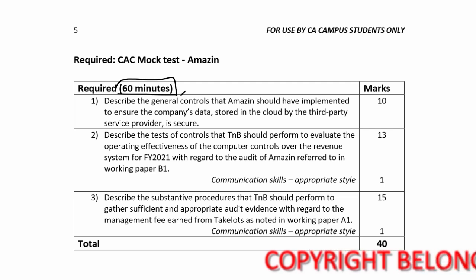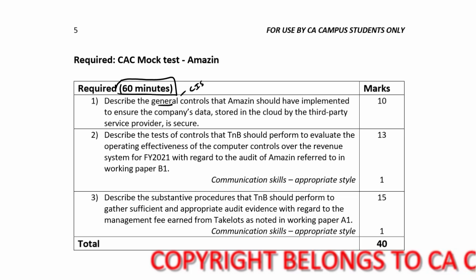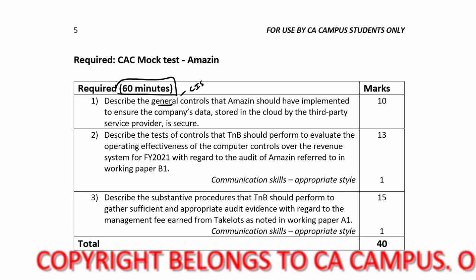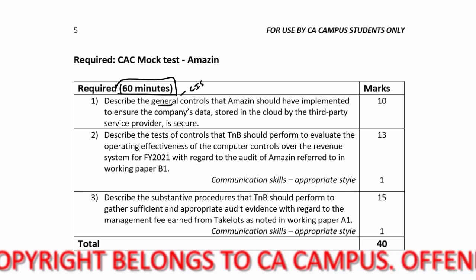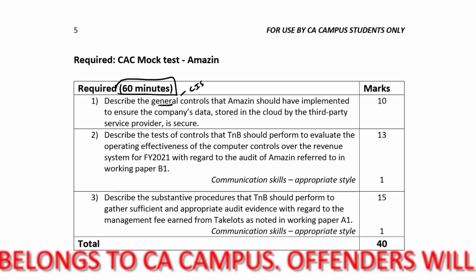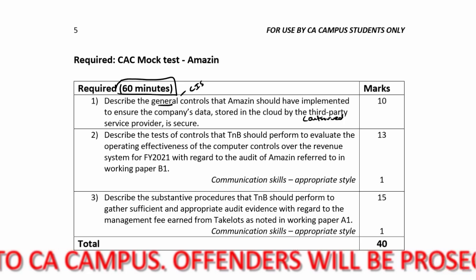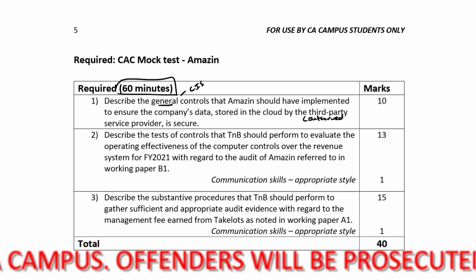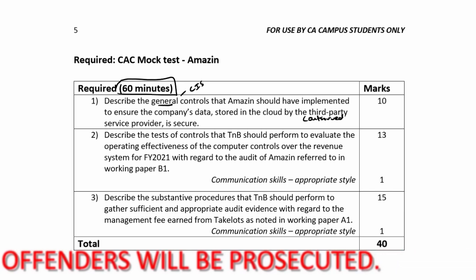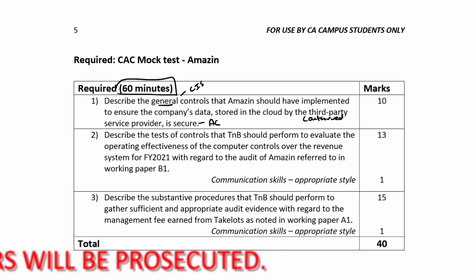So now you're thinking, oh, computer information system general controls that Amazon should have implemented to ensure that the company's data stored in the cloud by the third-party service provider is secure. So what are the general controls that they need to have because they have outsourced their storage of the data to make sure that it is secure? And in terms of secure, you're probably looking at access controls around that storage.